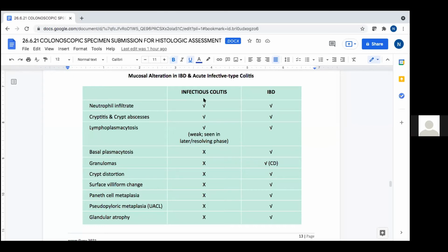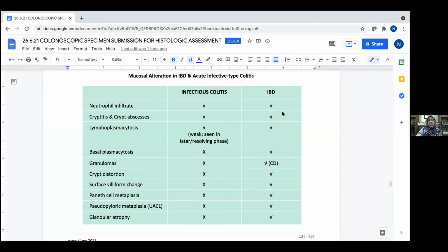Okay, so back to our table. As I said just now, deciding whether it is infectious colitis is in most instances by absence of chronicity change. So in infectious colitis, you have neutrophil infiltrate, cryptitis, crypt abscess. In prolonged infection, or towards the resolving phase, you can have a weak increase in lymphoplasmacytosis. But otherwise, you shouldn't be seeing basal plasmacytosis. You shouldn't be seeing significant crypt distortion, surface villiform change. You shouldn't be seeing Paneth cell metaplasia or pseudopyloric metaplasia or glandular atrophy. In IBD, you see all this.